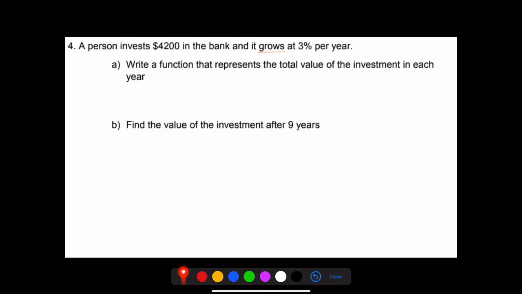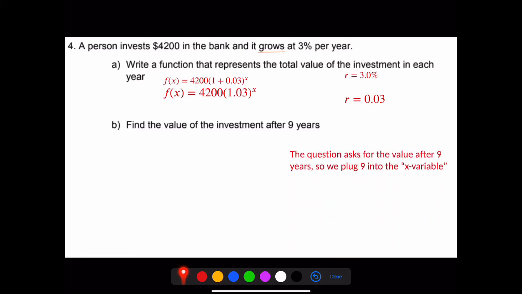Number 5. And here's the work for number 4 once again. Again, we switch it over from a percentage to a decimal to deal with that r value, and then we plug it in. f of x is equal to 4,200 times 1.03 raised to the power of x, and then after that, we just go ahead and plug 9 in, and we're left with $5,480.05.